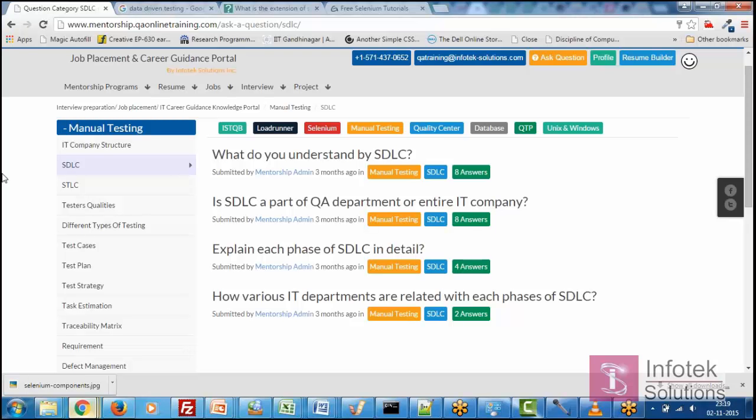The next question: is SDLC a part of the QA department or of the entire IT company? The answer is no. SDLC is not only a part of the QA department; rather, the QA department is a part of SDLC, and SDLC actually covers the entire IT company.